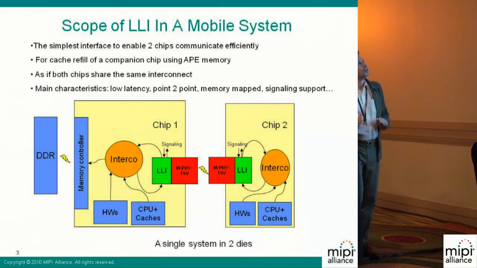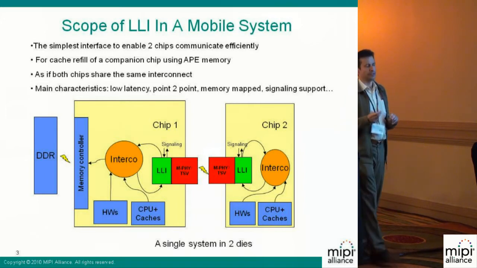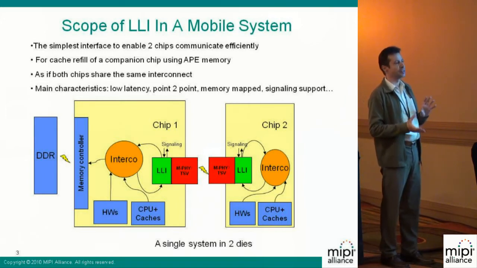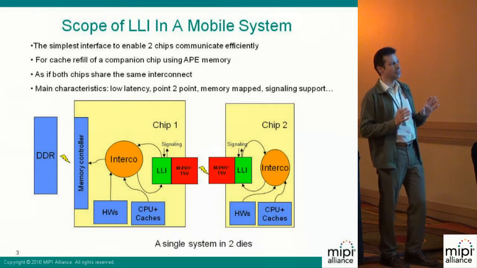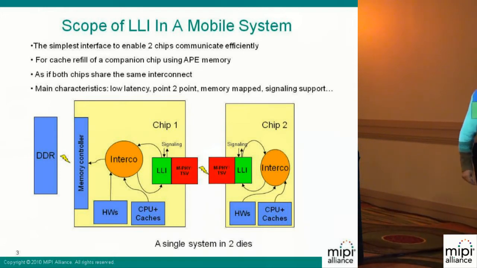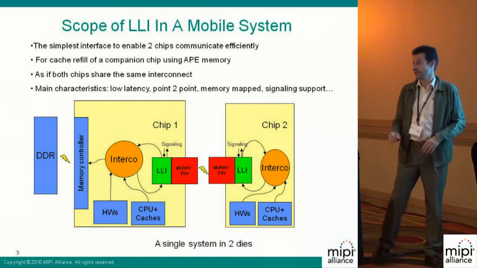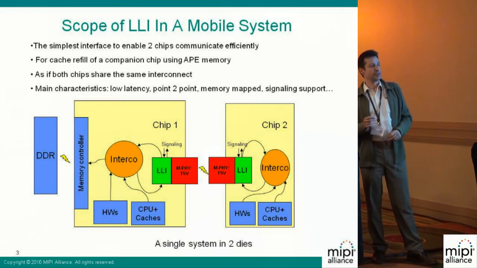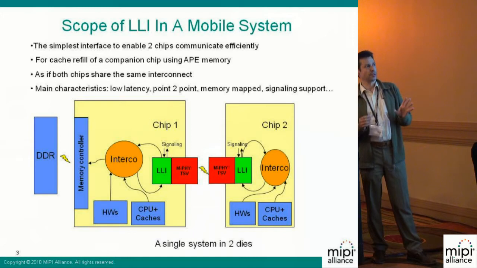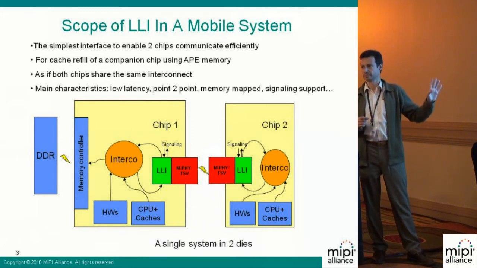Okay. The other important point is that LLI must not be seen by the system when it is carrying these transactions. In fact, the CPU must refill its cache exactly as if this CPU was on this chip. From the system point of view, there is clearly no difference if the CPU cache is on chip 2 or on chip 1.